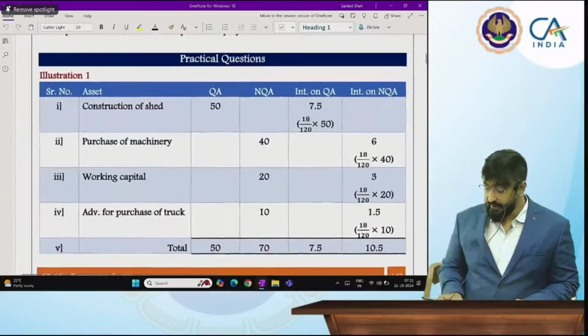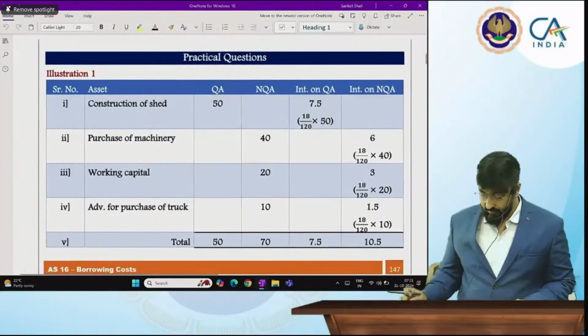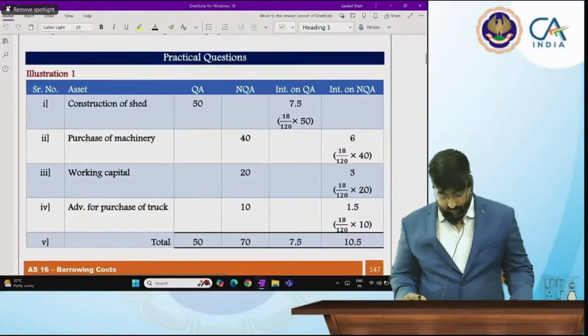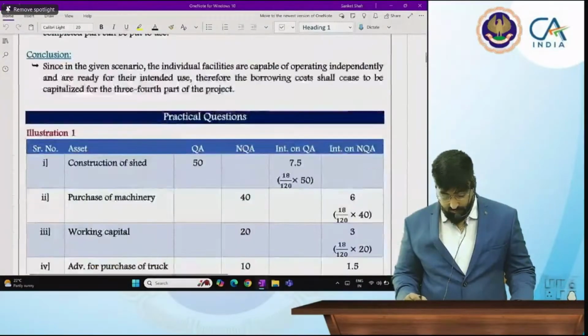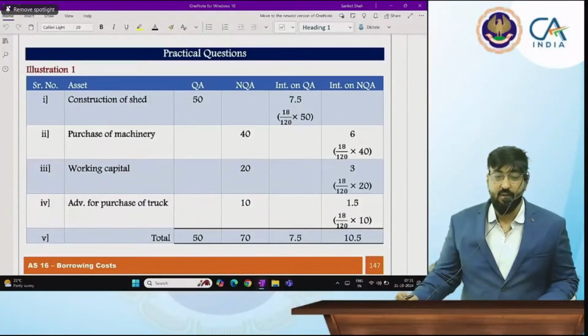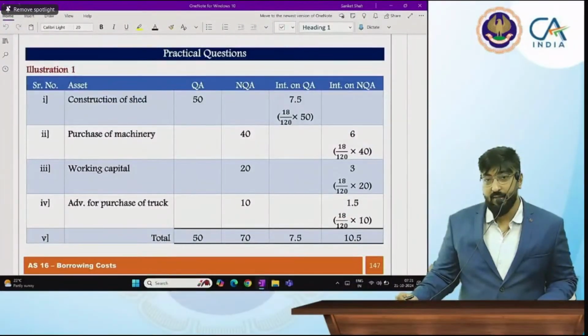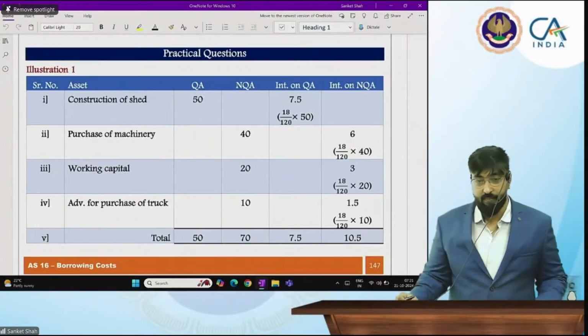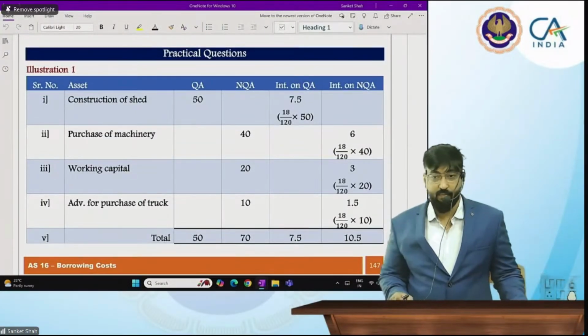See the presentation. Screenshots you can take at the end. So this is how you have to present this: qualifying asset, non-qualifying asset, interest on qualifying asset and interest on non-qualifying asset.